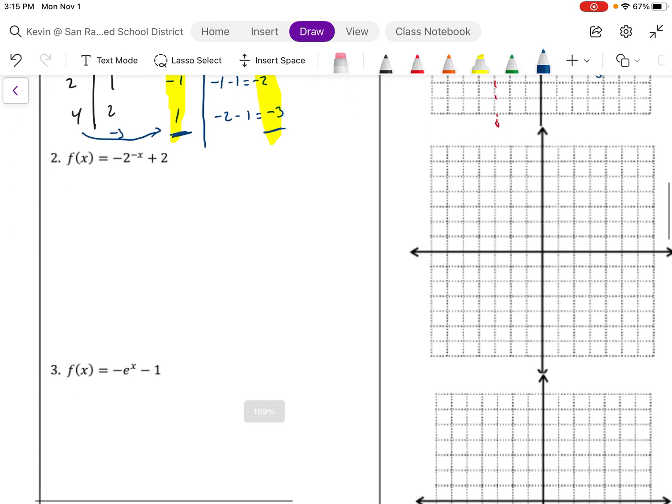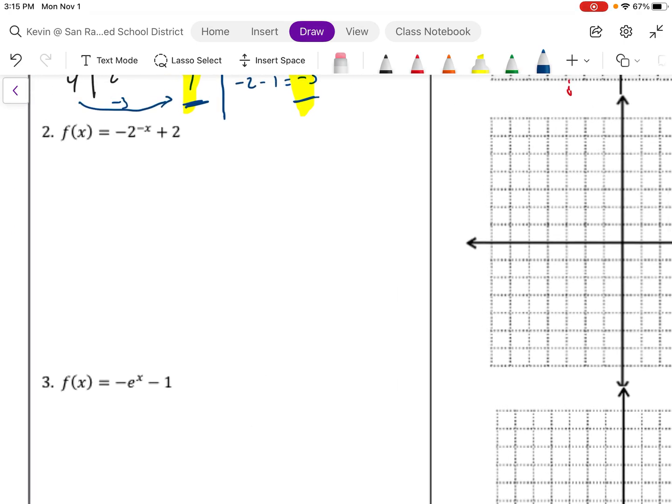All right, let's look at the next one here. Again, parent function, f of x equals 2 to the x. Exponential function, so I'm going to lay down the x values first, and that gives me 1/2, 1, 2, and 4.